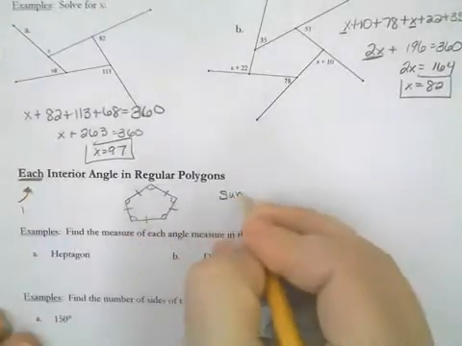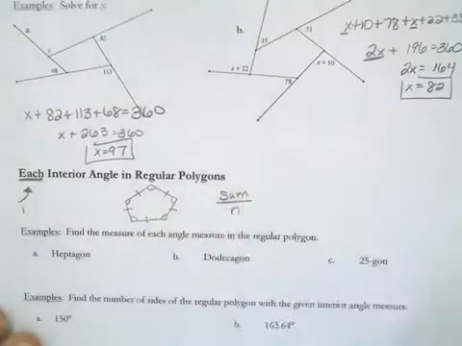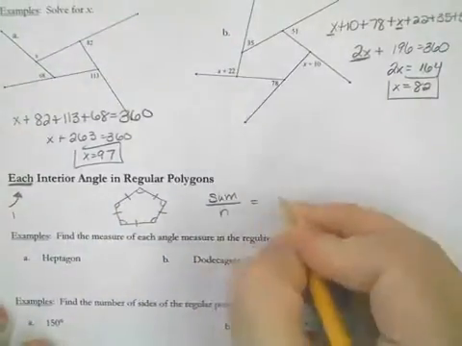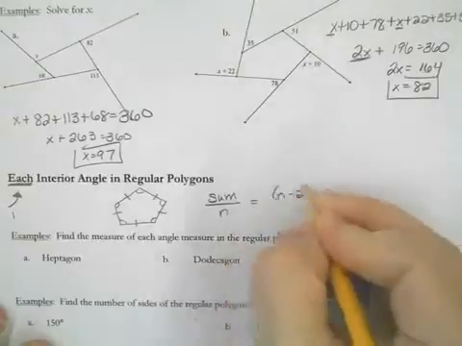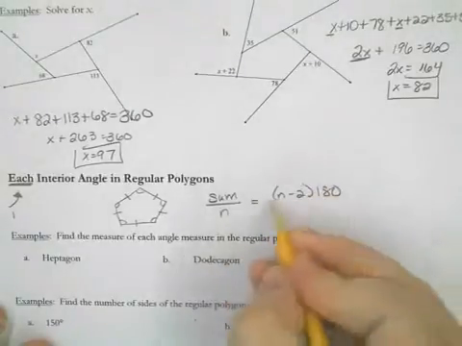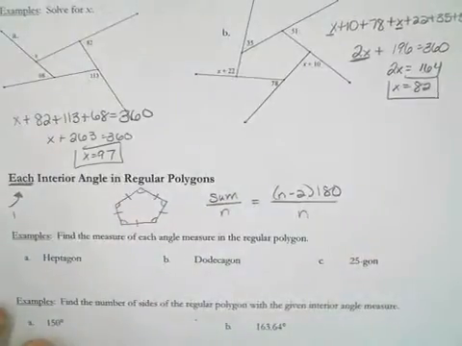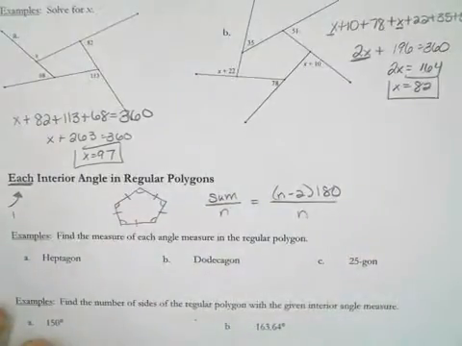Well, remember we have a formula for a sum. You've written it a bunch today, and it's n minus 2 times 180. So you find the sum, and then you divide by the number of sides. All right, so let's look at the first set of examples where it says find the measure of each angle in a regular polygon. Well, this one's a heptagon. A heptagon is 7 sides.